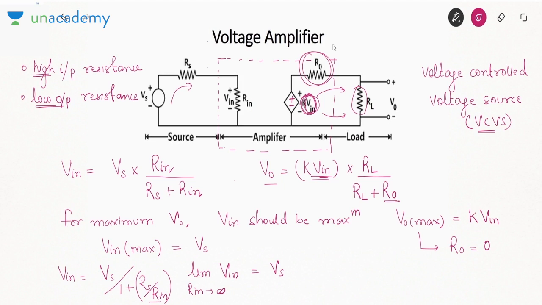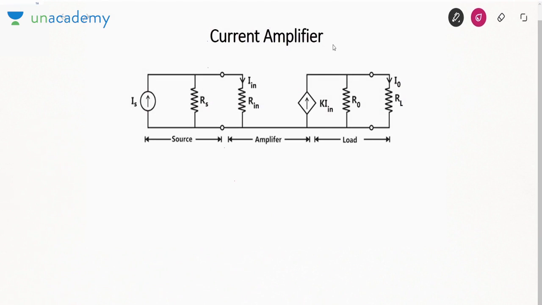One mark question I can directly frame upon it, but even if you forget, just try and draw the circuit that I have shown you, and then you will be able to identify which resistance should be high and which should be low. Moving to the second amplifier, the second one is called the current amplifier.